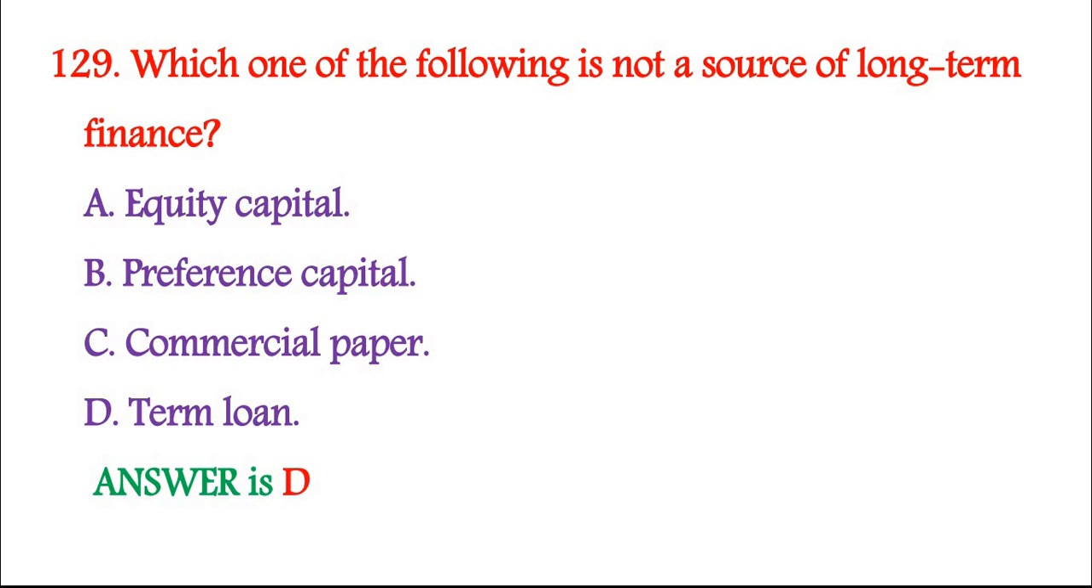129. Which one of the following is not a source of long-term finance? A. Equity capital. B. Preference capital. C. Commercial paper. D. Term loan. Answer is D.